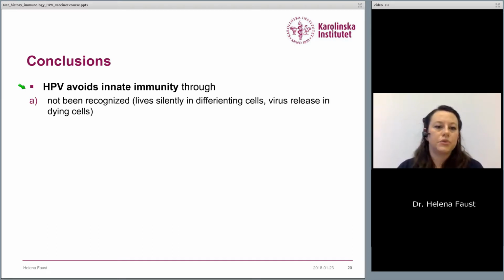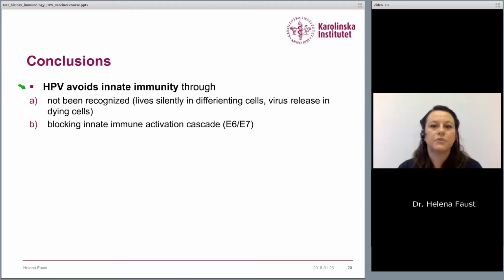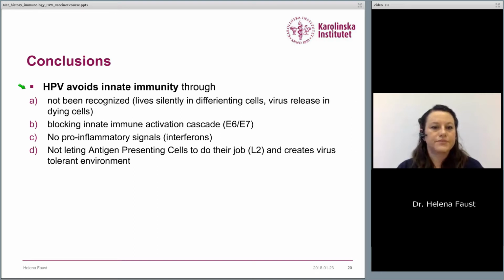HPV avoids innate immunity through not being recognized. It lives silently in differentiating cells. Virus release happens in dying cells where the immune system does not reach. Also, it blocks the innate immunity activation cascade through E6 and E7. There are no pro-inflammatory signals like interferons.